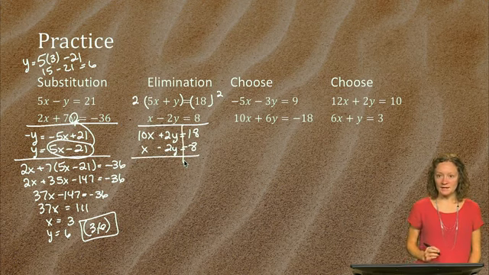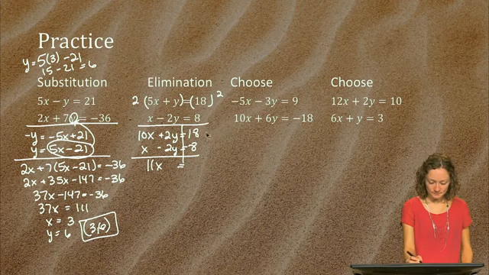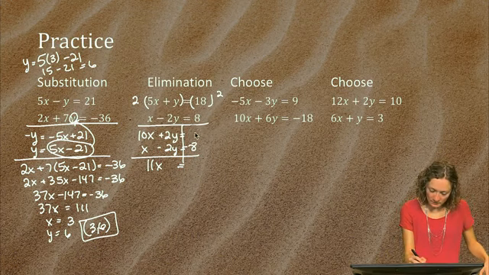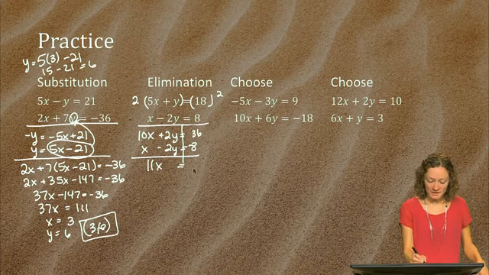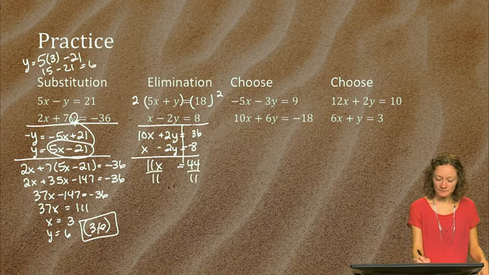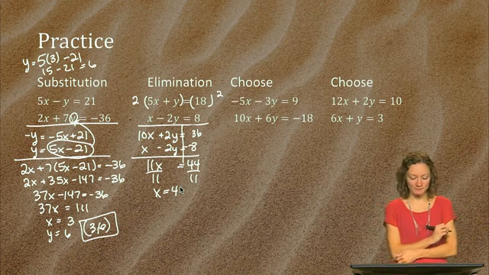Then vertically add. So we have 11x equals, looks like 36. Oh, I forgot to multiply it. Whoops. 18 times 2, 36. There we go. Plus 8 gives us 44. And then solve, divide by 11, x equals 4, which means we have a solution here.